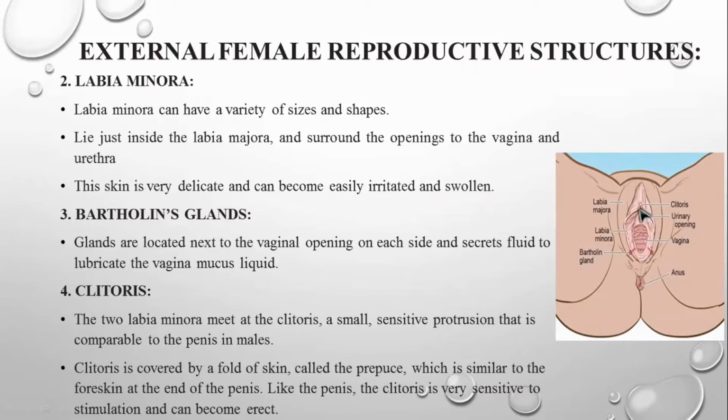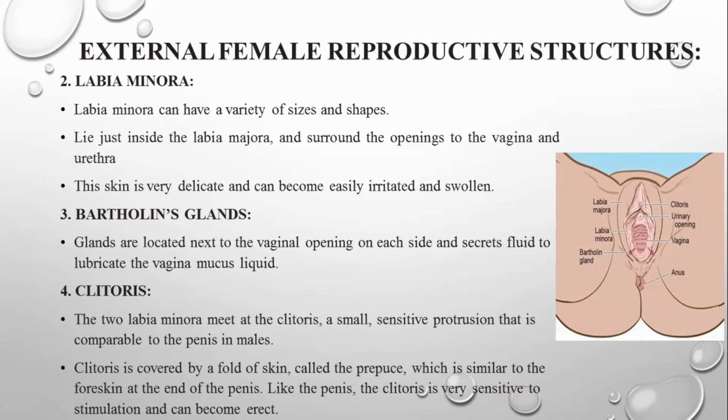This can be compared with the glans in the penis. Just like that, there is a small protrusion at the joining of the labia majora. So this is the joint of the two labia majora. We have a small projection called the clitoris. This clitoris is covered by a fold of skin called the prepuce, which is similar to the foreskin in the penis, which covers the glans.